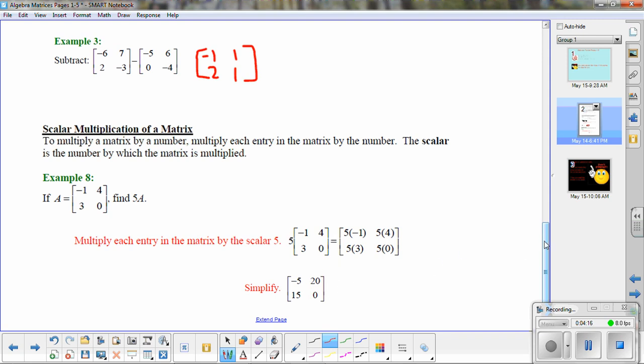As you can see, this is just a sneaky way for me to get you to do some mental math with integers.